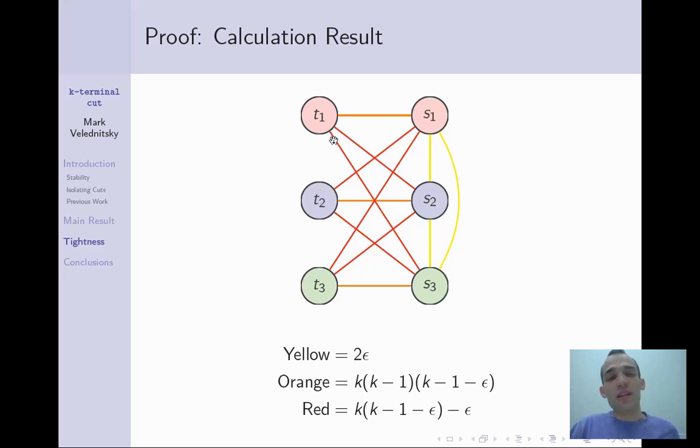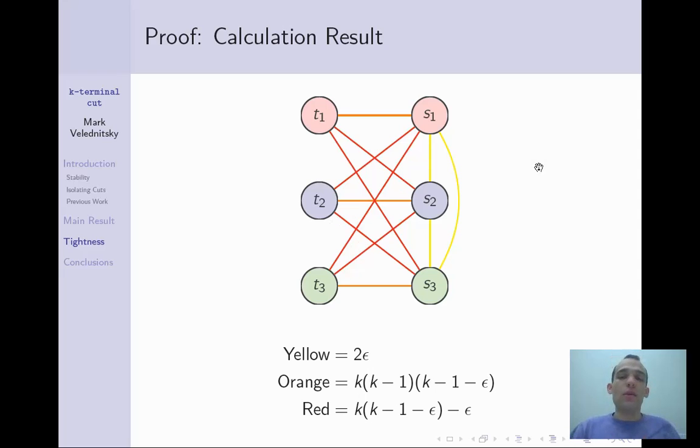There are some nice properties. This construction has a lot of symmetry. So for example, if we compute the isolating cut for one of the ti, and we show that the isolating cut is just to remove the adjacent edges, then the same turns out to be true for all of the other tj because of the symmetry.